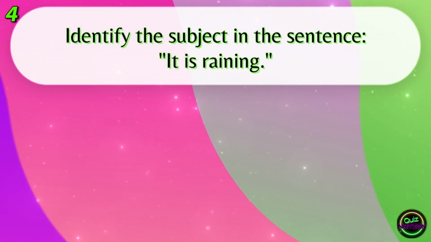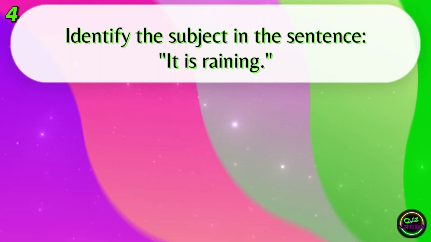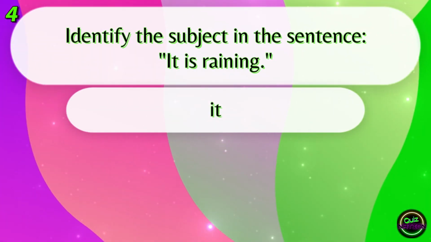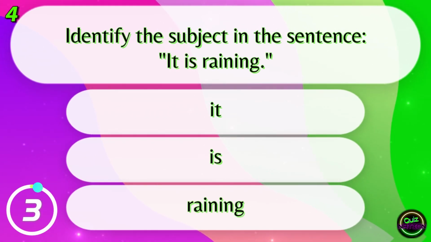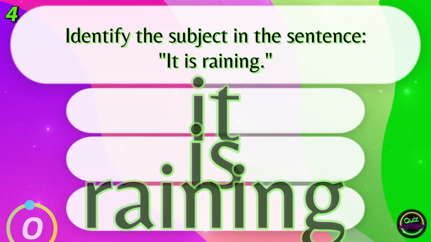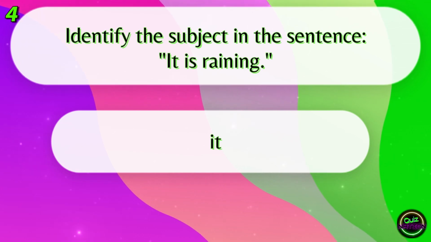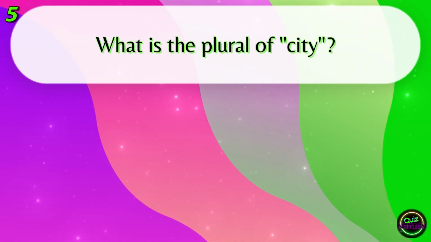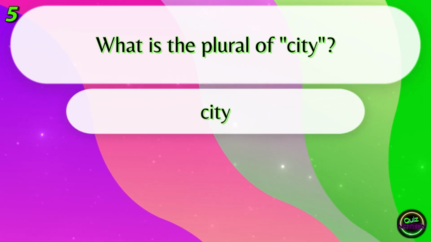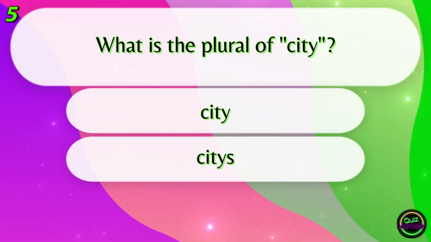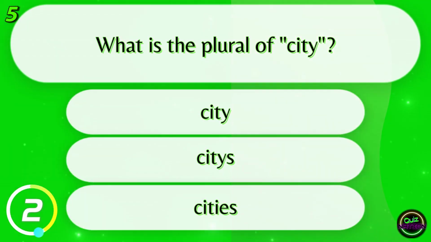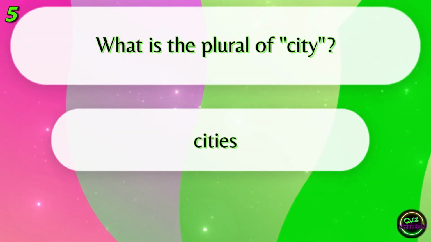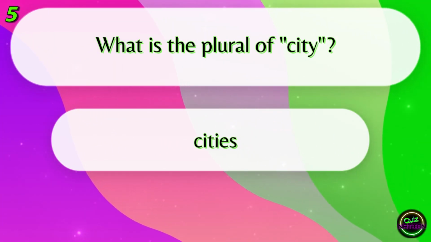Identify the subject in the sentence. It is raining. It. What is the plural of city? City, cities, and cities with IES. Cities with IES.